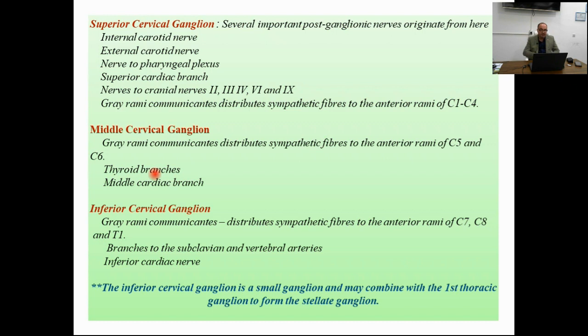And we have the third ganglion, the inferior cervical ganglion. The gray rami communicantes distribute sympathetic fibers to the anterior rami of C7, C8, and T1. And we have branches to the subclavian and vertebral arteries and the inferior cardiac nerve. The inferior cervical ganglion is a small ganglion and may combine with the first thoracic ganglion to form the stellate ganglion.